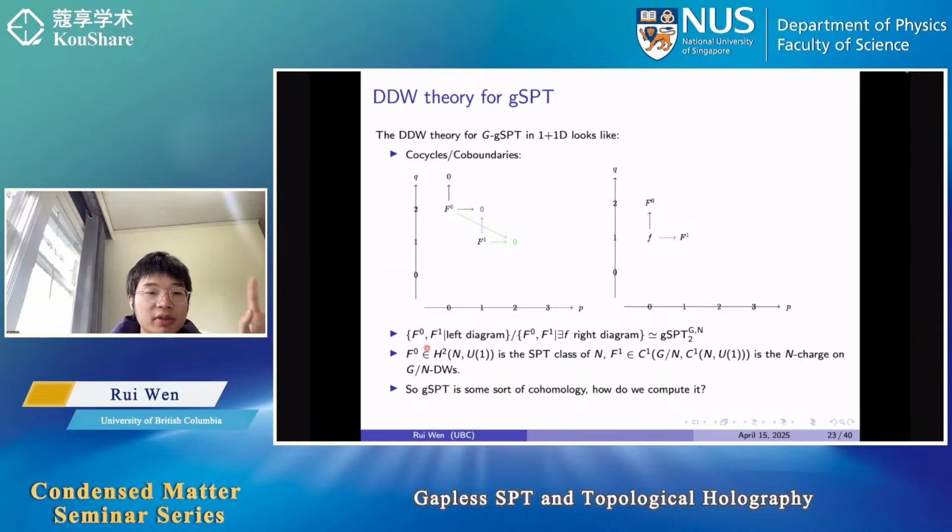So for example, this F0 is still a 2-cocycle of n. So this is just the SPT class of the gap sector, right? In a gapless SPT, we have a gap sector. The gap sector has symmetry n, and so you can talk about the SPT class of the gap sector.